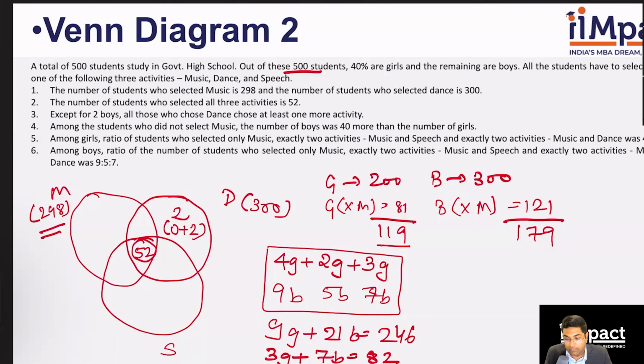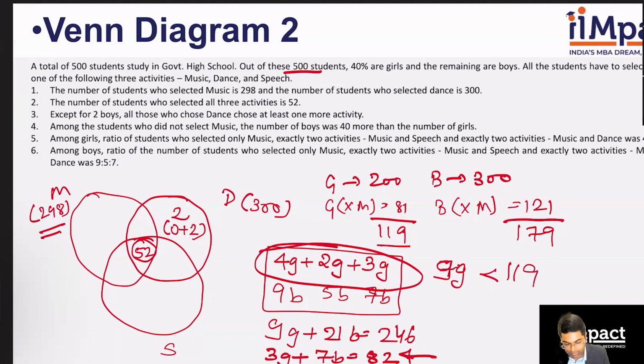Guys, if you remember, we had learned this. If there are two variables in only one equation, we can get the values. So from this, we will get a combination of values. And apart from that, we had these totals as well. I know one thing for sure, that this 9G has to be less than 119 and this 21B has to be less than 179. Do you all remember that?